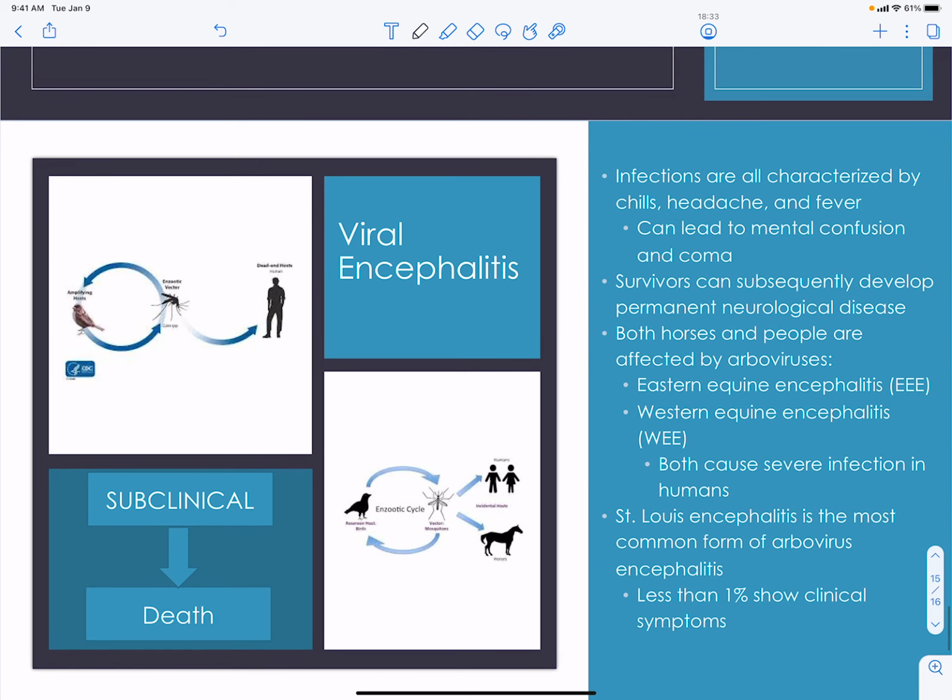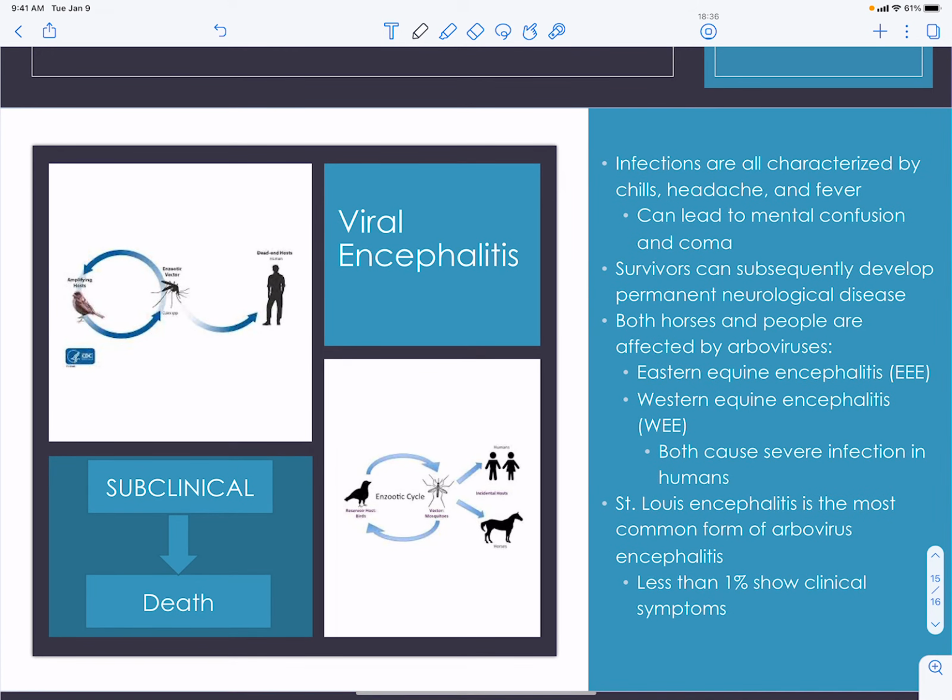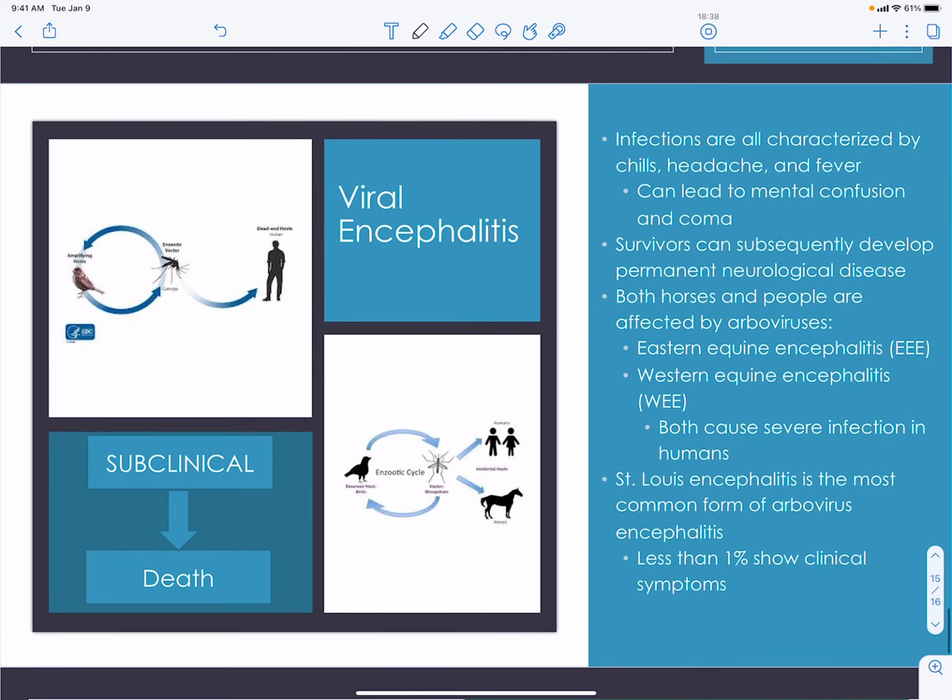Now, viral encephalitis are going to be caused again by different types of viruses that can cause either a subclinical infection or death. And so the infections are going to be similar to viral infections in general. Chills, fever, headaches, can lead to mental confusion and coma. Some people who survive encephalitis caused by viruses will have permanent damage to their brains, so neurologic diseases.